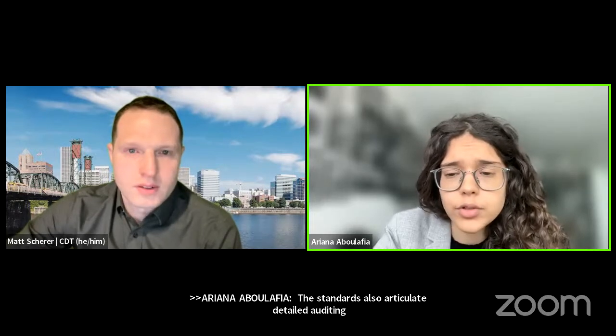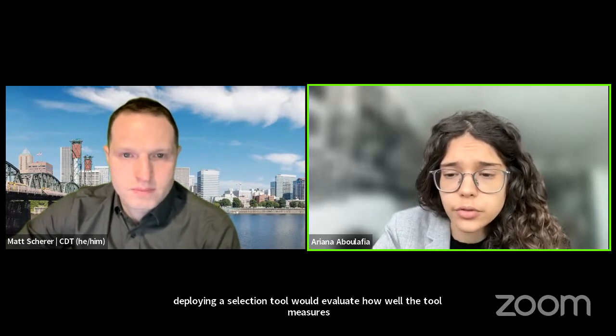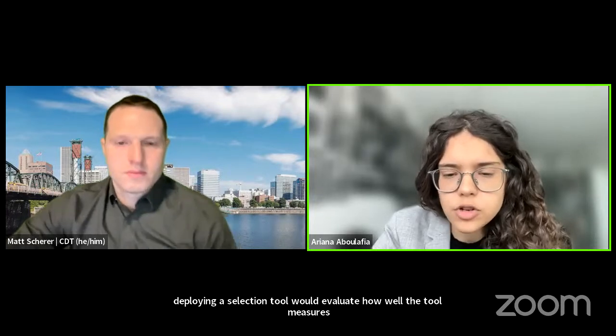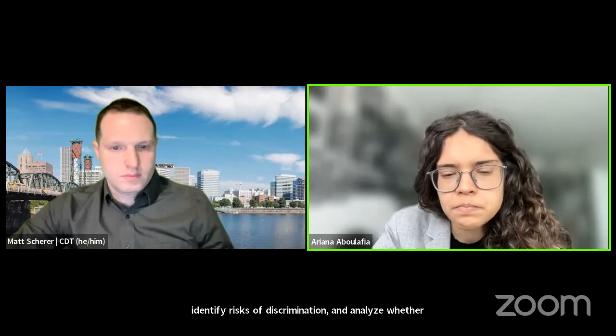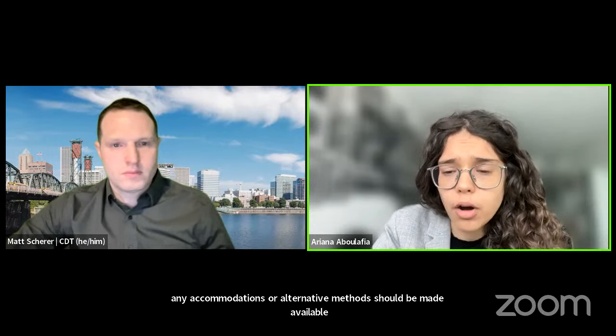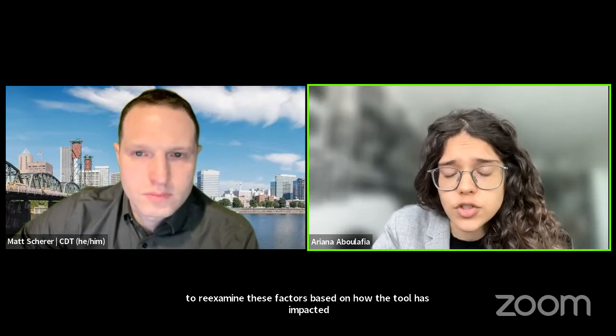The standards also articulate detailed auditing requirements that would more effectively examine biases in employer selection methods and results. Pre-deployment audits performed prior to deploying a selection tool would evaluate how well the tool measures actual ability to perform essential functions, identify risks of discrimination, and analyze whether any accommodations or alternative methods should be made available. The standards also recommend ongoing audits at least annually to re-examine these factors based on how the tool has impacted real workers, as well as any changes that have been made to the tool since the previous audit.